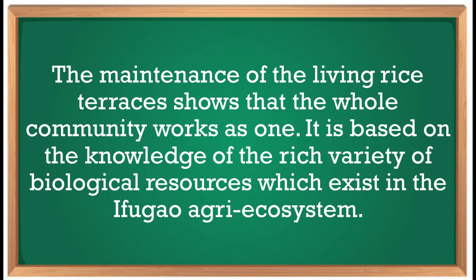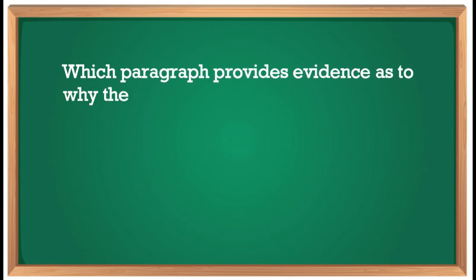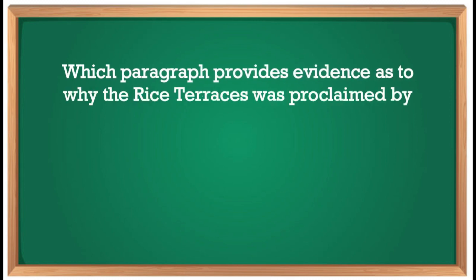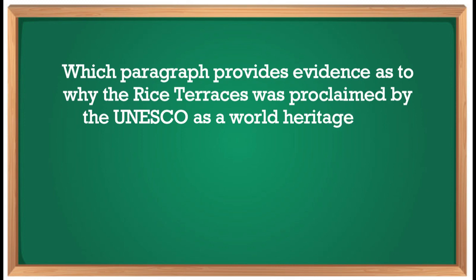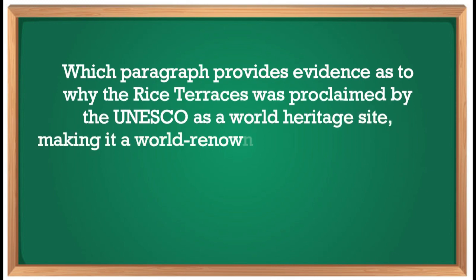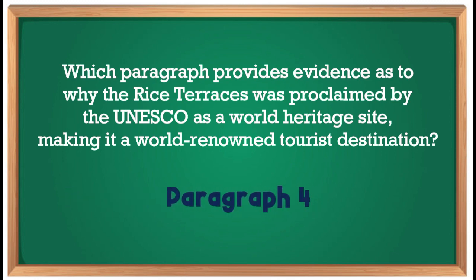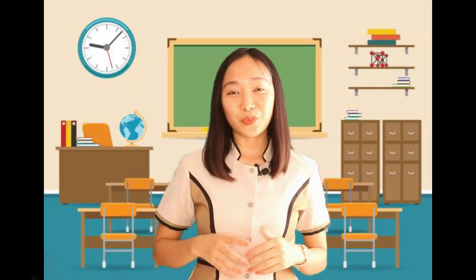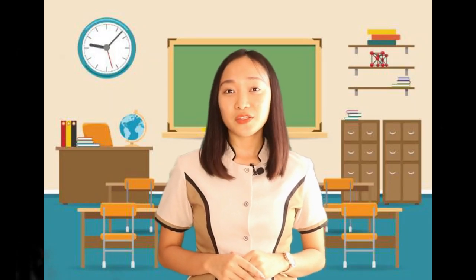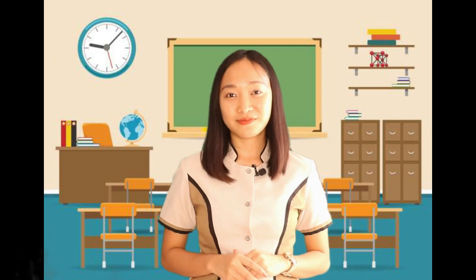Now let's answer the activity. Which paragraph provides evidence as to why the rice terraces was proclaimed by the UNESCO as a World Heritage Site, making it a world-renowned tourist destination? The answer is paragraph 4. Did you get the answer? Great work! Let's move on to our second activity.